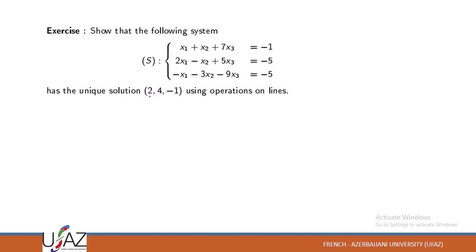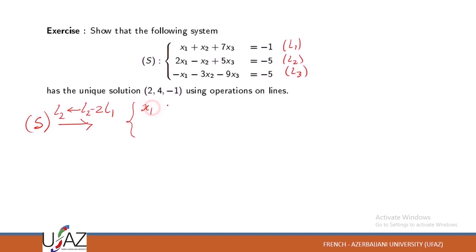Show that the following system has the unique solution 2, 4, minus 1 using operations on lines. Okay, this is the first line. This one is the second and third line. Here I am trying to get reduced row echelon form. So first I will try to cancel this coefficient. Because of this, I will use this elementary operation. Instead of L2, I will write L2 minus 2L1. Then our new system will be this one.